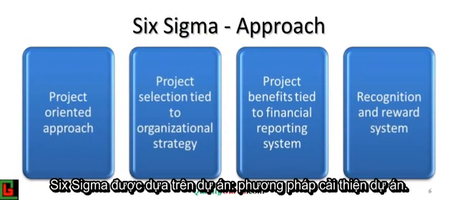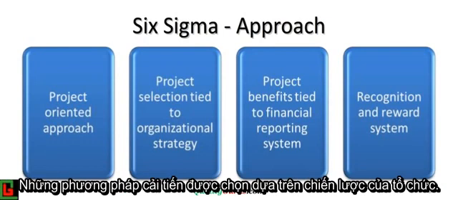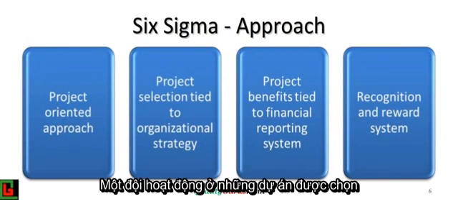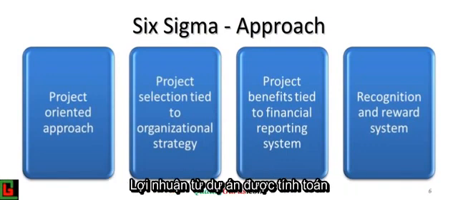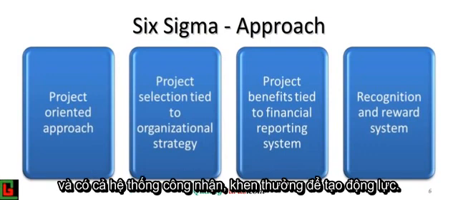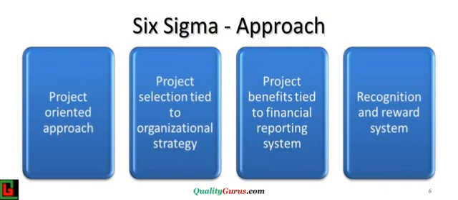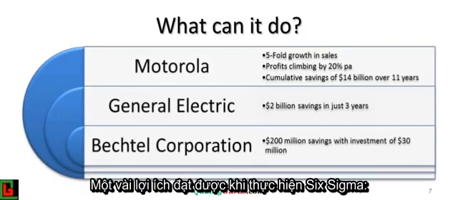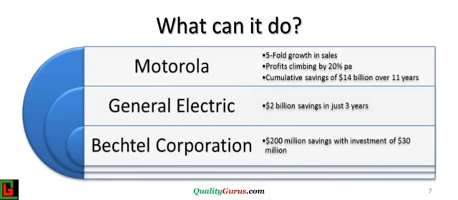Six Sigma is based on project-by-project improvement approach. Improvement projects are selected based on organizational strategy. These projects are customer and profit-focused. A team works on the selected project and resolves the issue. The financial benefits from the project are calculated. There is a reward and recognition system to motivate. These are some of the gains achieved from implementing Six Sigma.